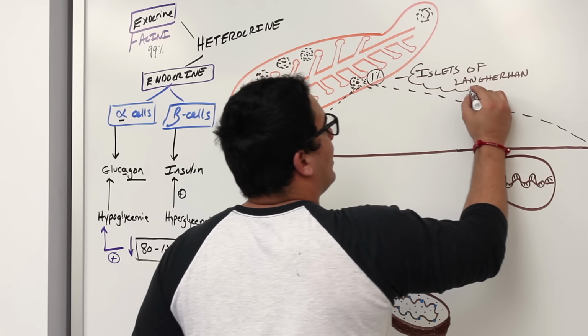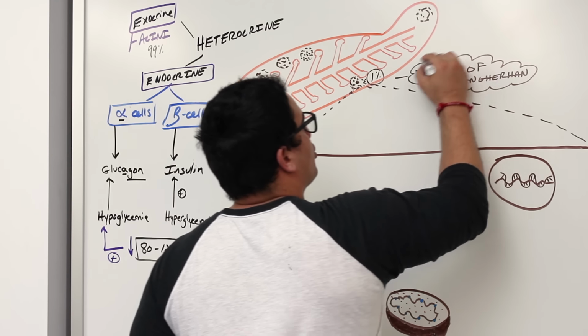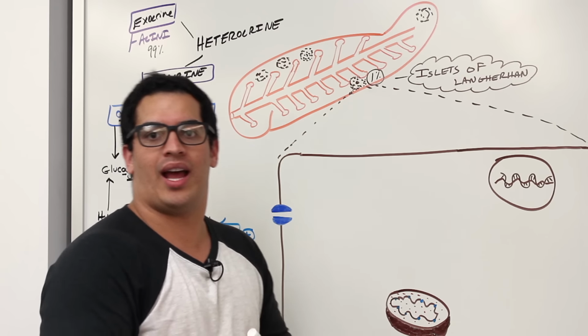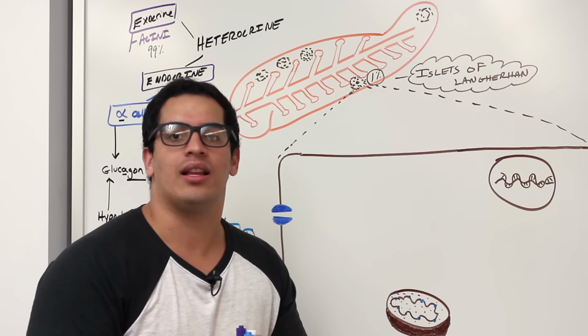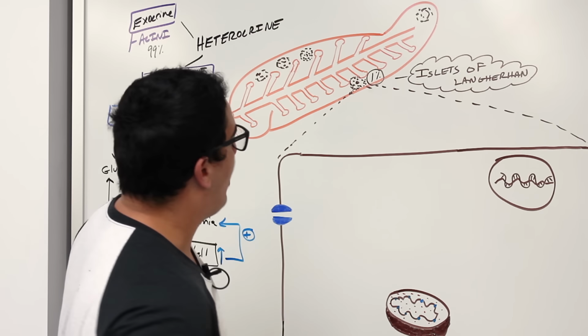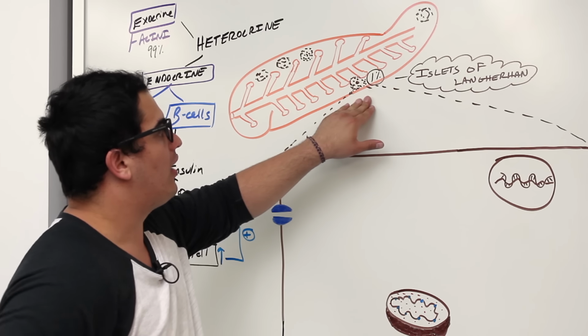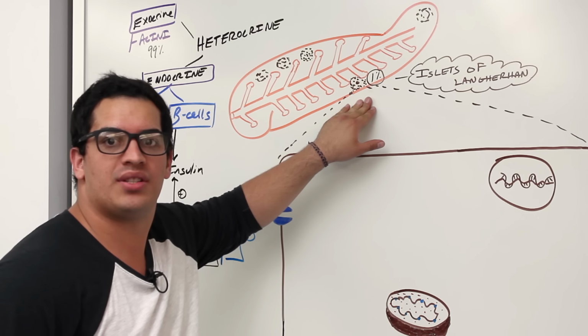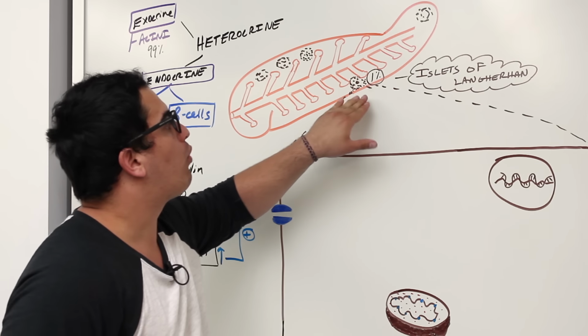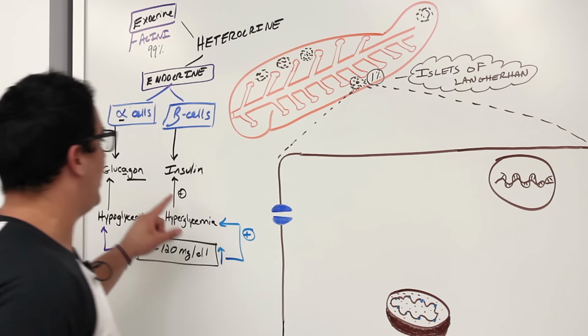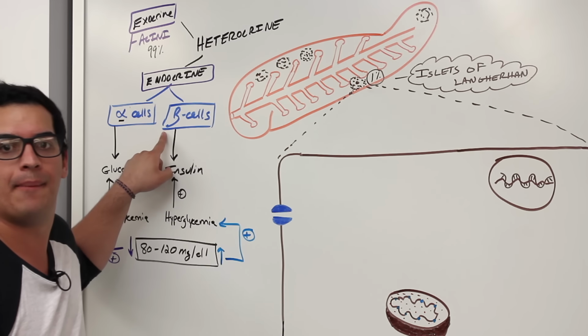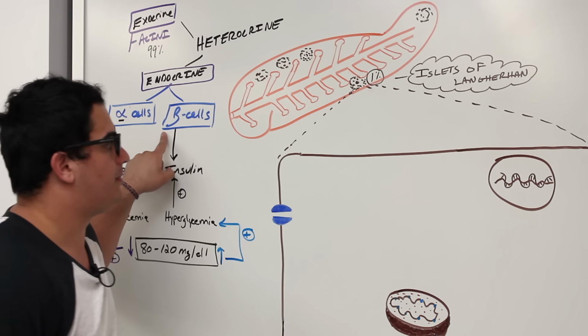This right here is going to be the endocrine portion of the pancreas. It's these little clusters called the islets of Langerhans. Now, the islet of Langerhans, which I told you, has the alpha cells and the beta cells. But we're primarily in this video going to focus on insulin. So which cells are we going to really be looking at? We're going to be looking at the beta cells.